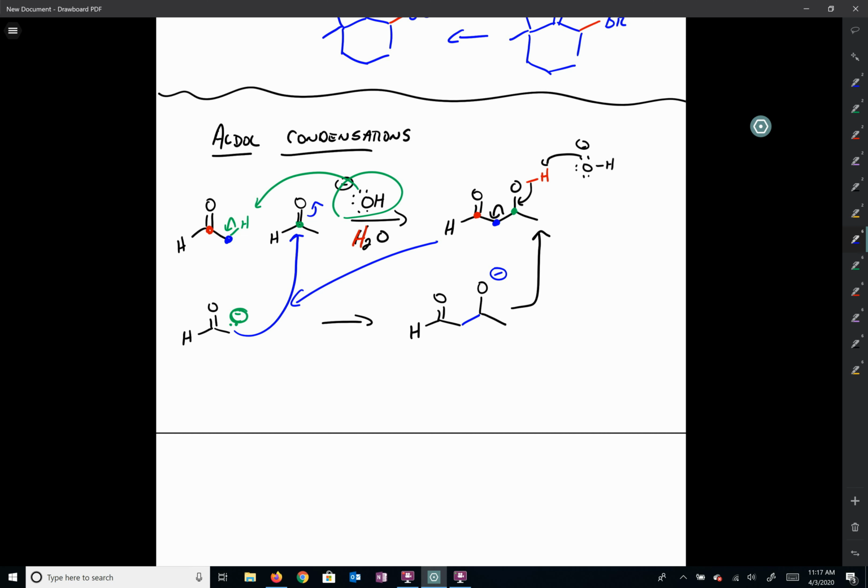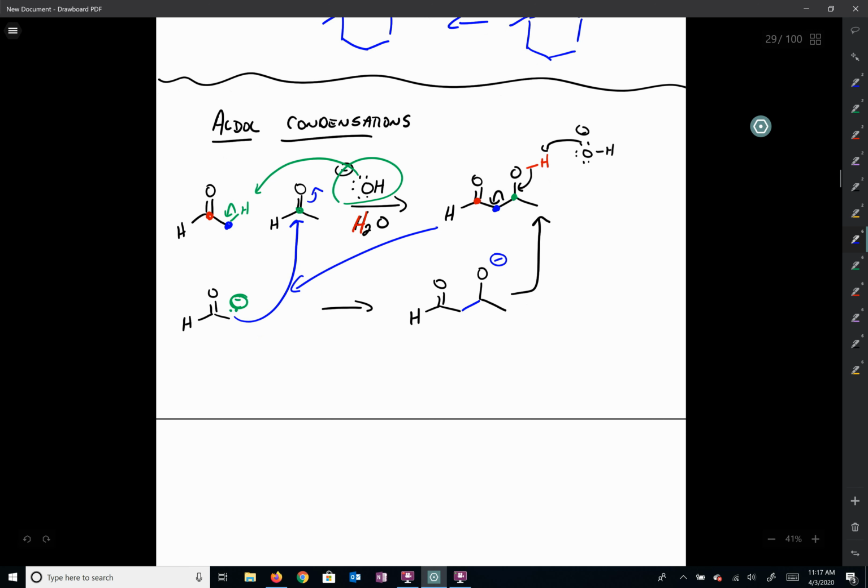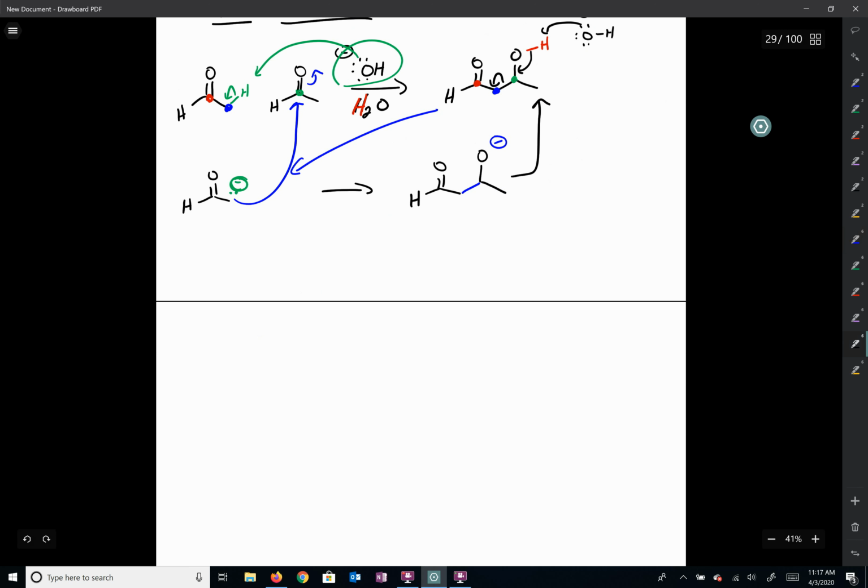So what we want to do then, right? This is just formation of an aldol. This is just an aldol addition, basically. If we want to do a condensation, what we're going to do is put this under basic conditions, and then we're going to start to heat it up. Okay, so let's take this exact same idea here.